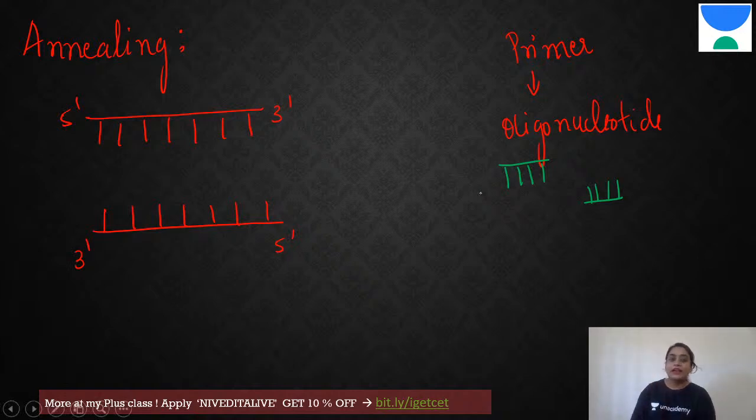So what is our intention? Our intention is for it to join over here and join over here. Now it has joined here and here. So our primer has now attached. So this is the forward primer and the reverse primer.